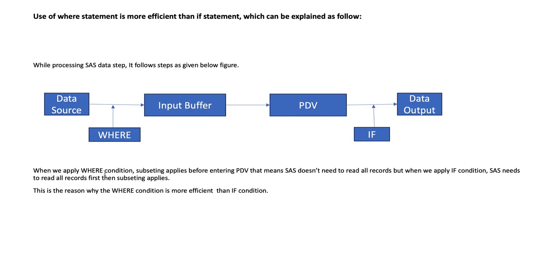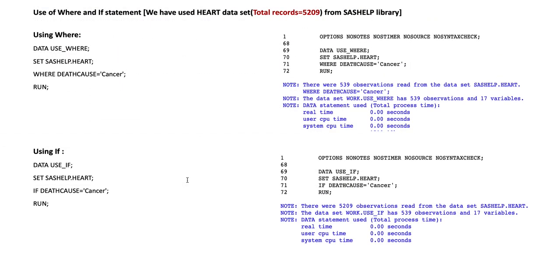When we apply where condition, subsetting applies before entering PDB. That means SAS doesn't need to read all records. But when we apply if condition, SAS needs to read all records first, then subsetting applies. This is the reason why where condition is more efficient than if condition. We can see an example here.